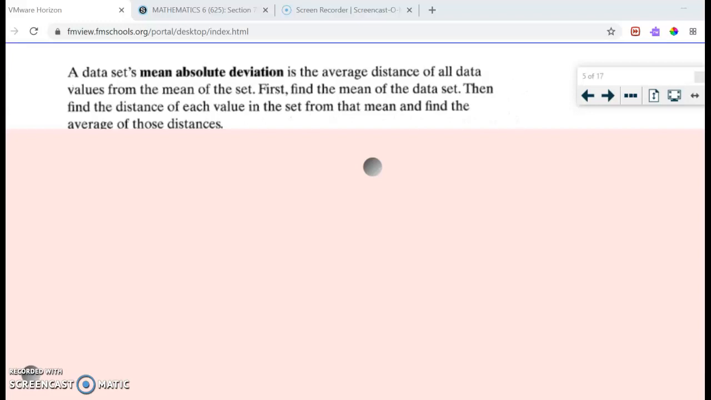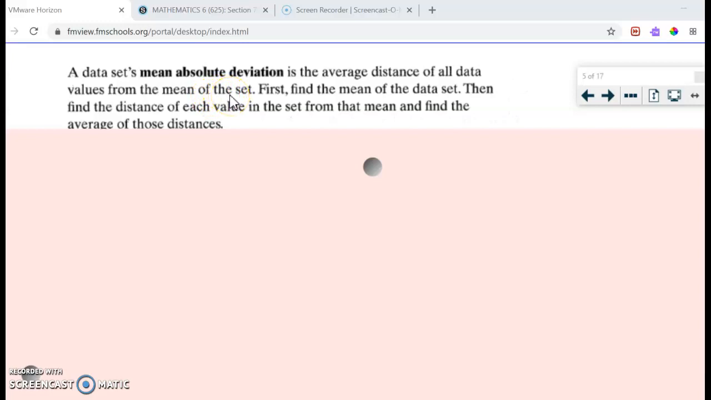This week we are going to complete another CK12 assignment. This one is called Finding the Mean Absolute Deviation, also known as MAD. So what is the mean absolute deviation? Well, a data set's mean absolute deviation is the average distance of all data values from the mean of the set.